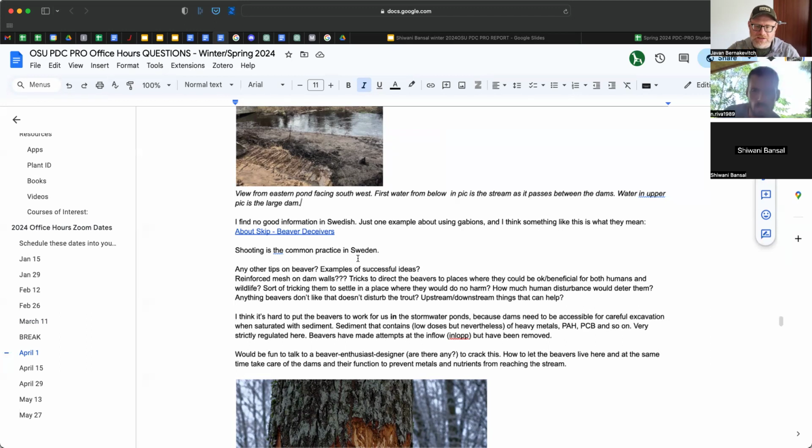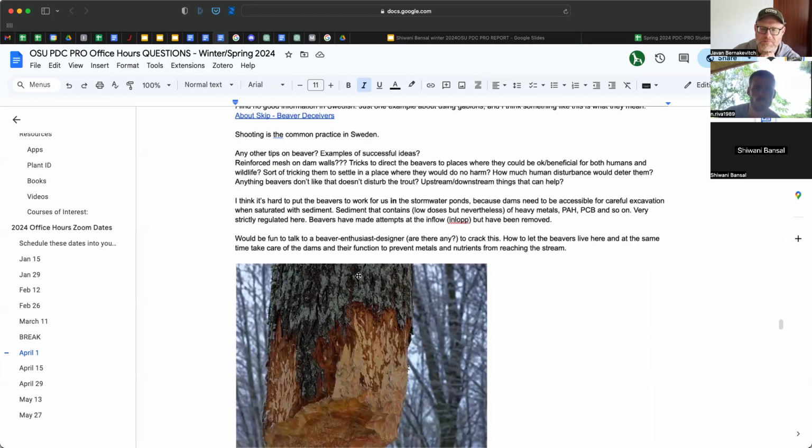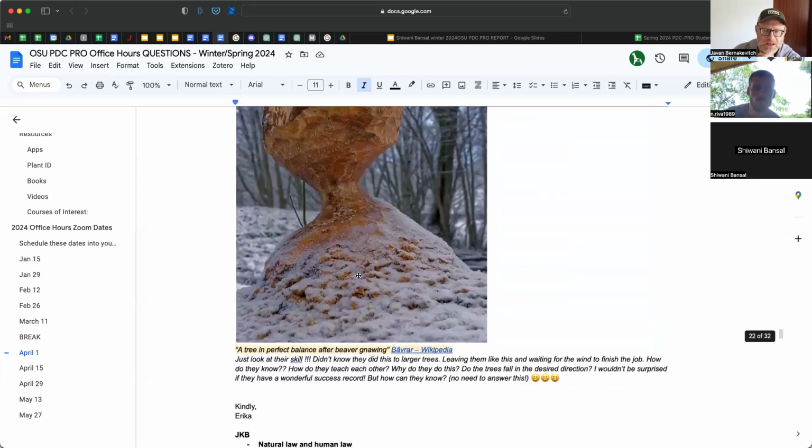Sediment that contains low doses, but nevertheless, of heavy metals, PAHs, PCBs, and so on, very strictly regulated. Beavers have made attempts at the inlet, but have had to be removed. It'd be fun to talk about beaver enthusiast designers. Are there any to crack this? How to let beavers live here and at the same time take care of their dams and their function to prevent metals and nutrients from reaching the stream.